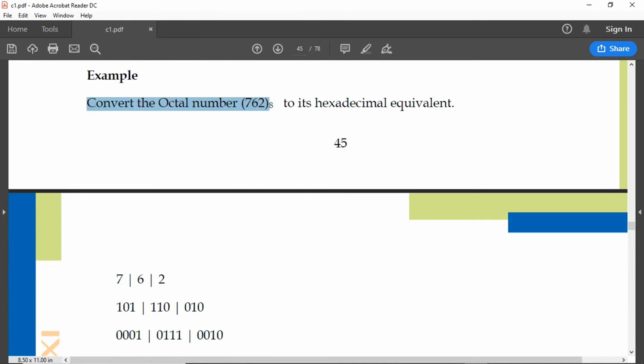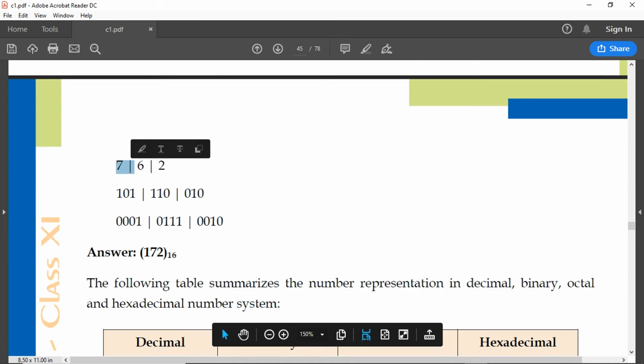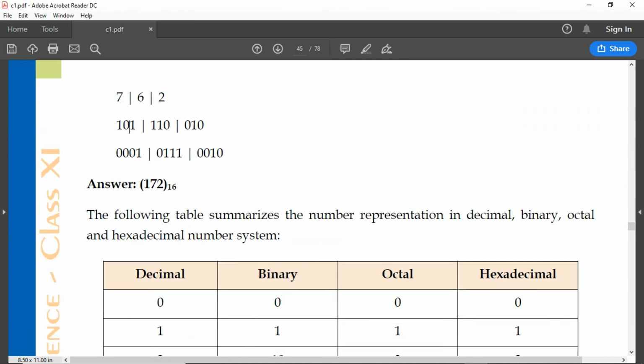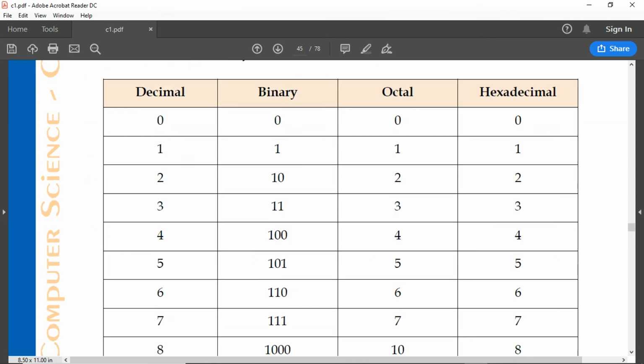Example. Convert the octal number 762 base 8 to its hexadecimal equivalent. 46. 762 gives 111 110 010. Regrouped in fours, 0001 1111 0010. Answer: 1F2, base 16. The following table summarizes the number representation in decimal, binary, octal, and hexadecimal number systems.